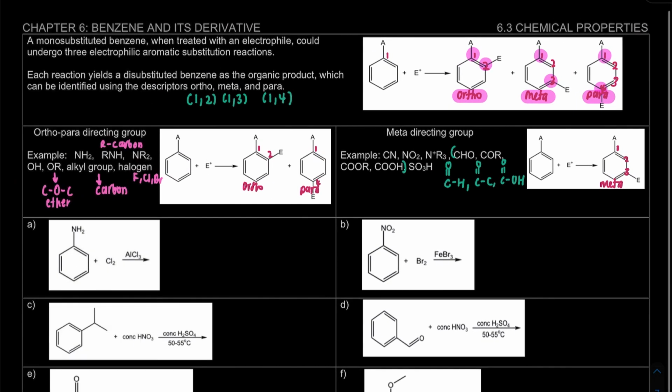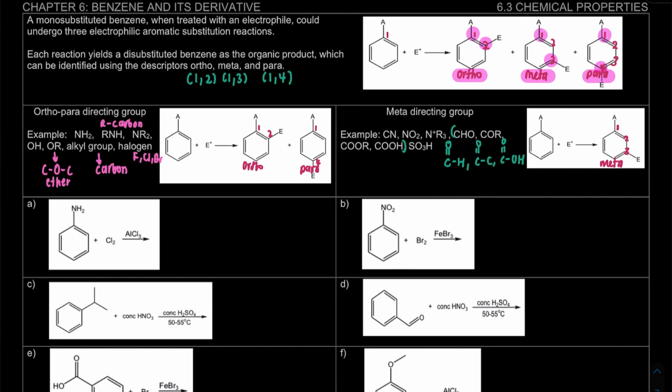So let's look based on the example. Okay, so let's look at example A. So here we have our benzene. Okay, we have our substituent attached to it. Okay, it will react with Cl2 and AlCl3. So look here, our NH2. So what is the directing group? Is it ortho-para or meta? Okay, so NH2, as we can see, it is actually ortho-para directing group.